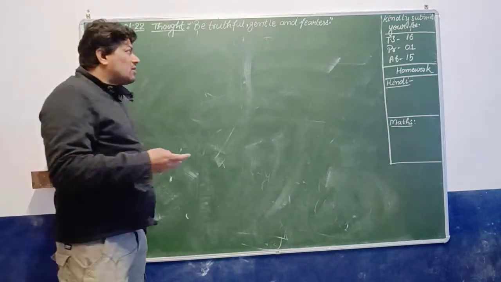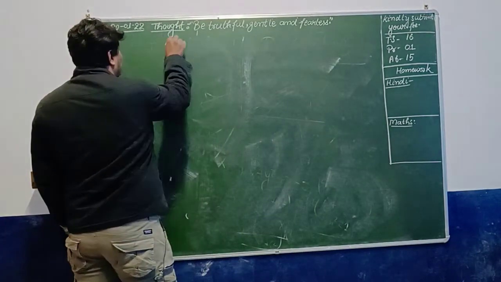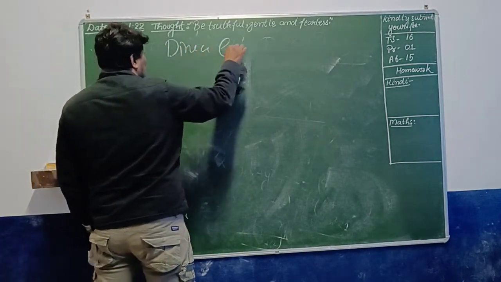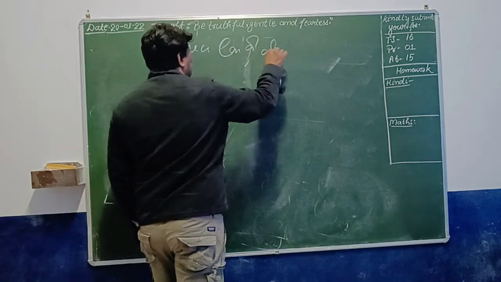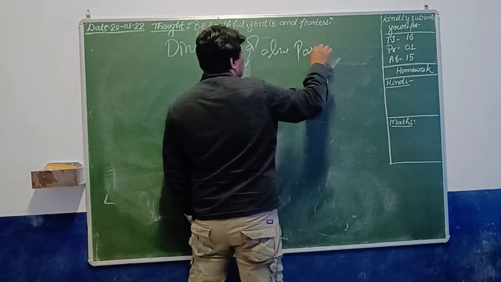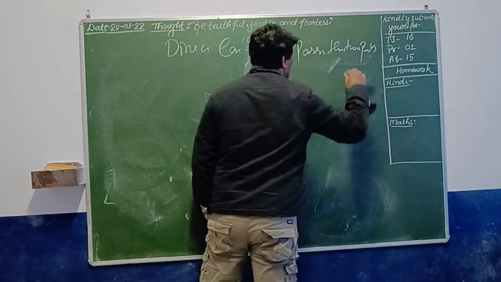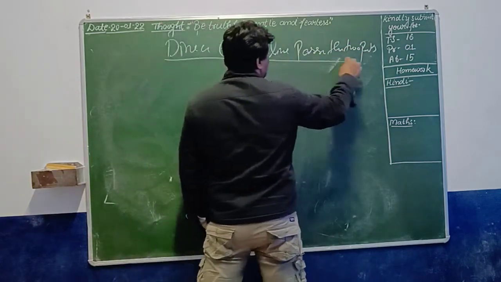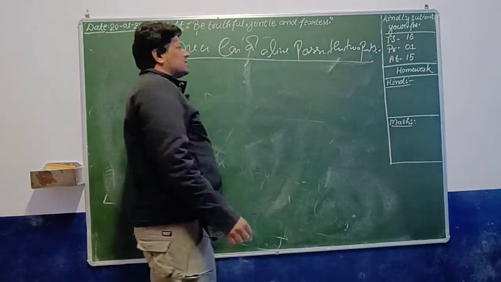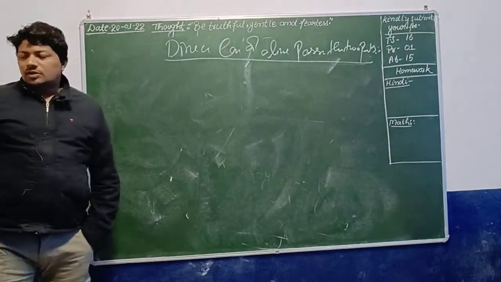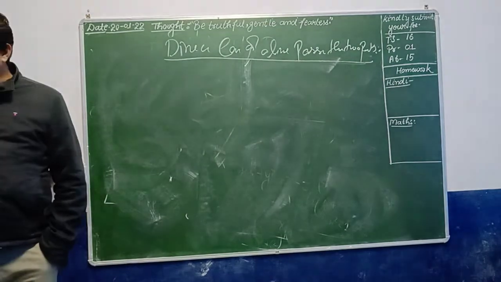Direction cosines of a line passing through 2 points. Is it clear? Passing through 2 points.